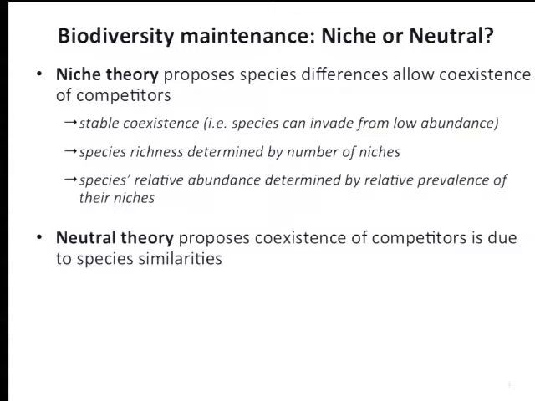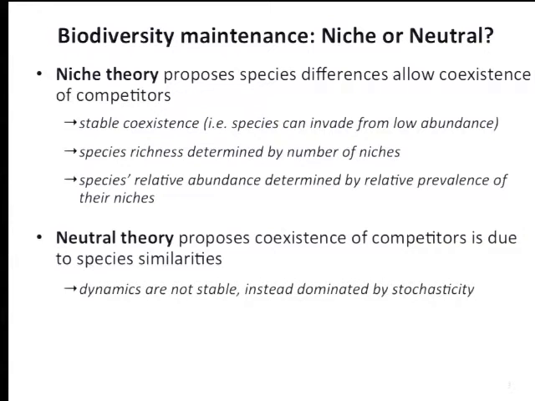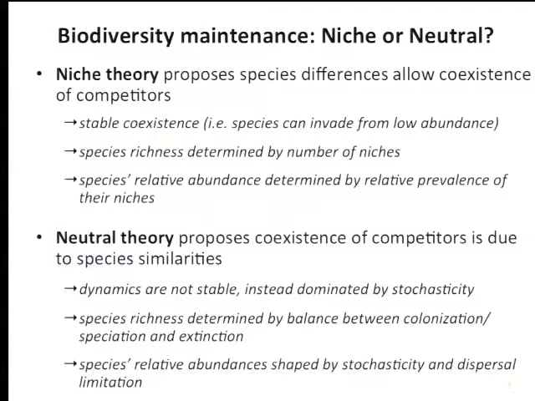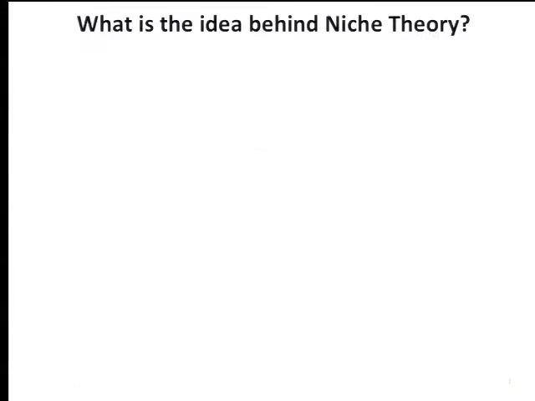And it's the idea that coexistence of competitors is due to species similarities instead of their differences. That is essentially the species that happen to disperse to a given environment and be similar in their fitness there, those are the ones you're going to find coexisting together. In this case, the dynamics aren't stable, and instead they're dominated by stochasticity. And species richness would be determined by a balance between colonization at small scales or speciation at large scales with extinction at those scales. And species relative abundances are shaped by stochasticity and dispersal limitation also. So immigration from a regional pool would influence abundance in a local community.